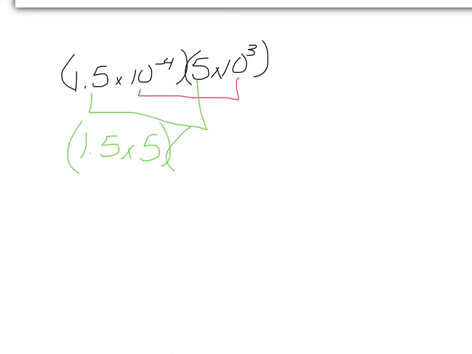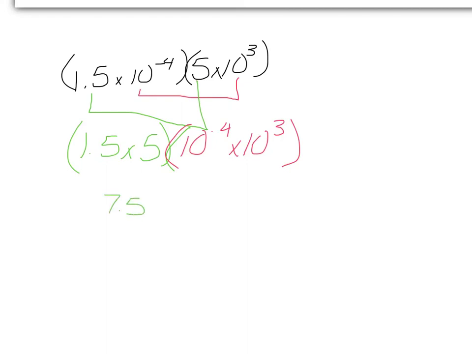I want to separate them away from those tens, and I'm going to put the tens by themselves in red. I have 10 to the negative 4th times 10 to the 3rd. I have changed nothing except for the order of this problem. I just used commutative and associative properties. Now I can combine this problem into one problem, and I take 1.5 times 5, and I get 7.5.